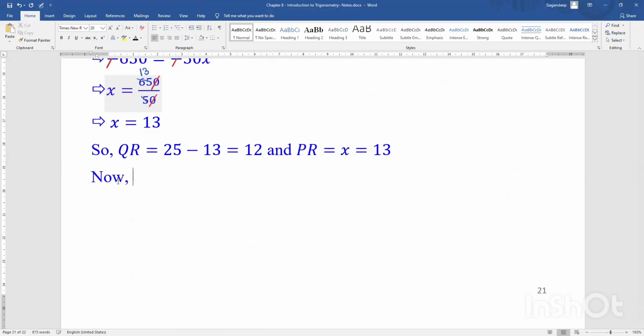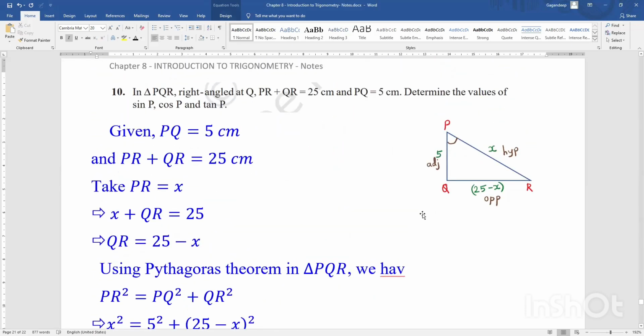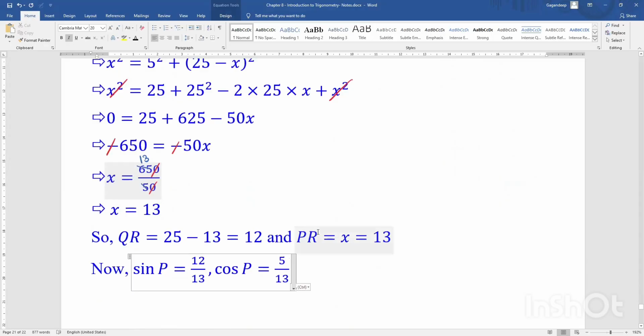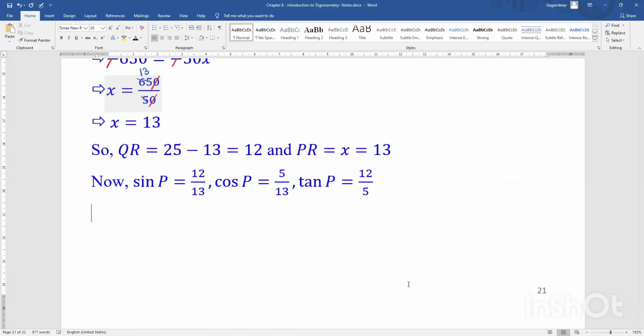Now we have sine P as 12 by 13, and then cos P value is 5 by 13 because cos P definition, as I told you, cos definition is adjacent by hypotenuse. It is 5 by x. So x value already you know, right? X value is 13. And then tan P. So tan P is 12 by 5. So that's the answer.